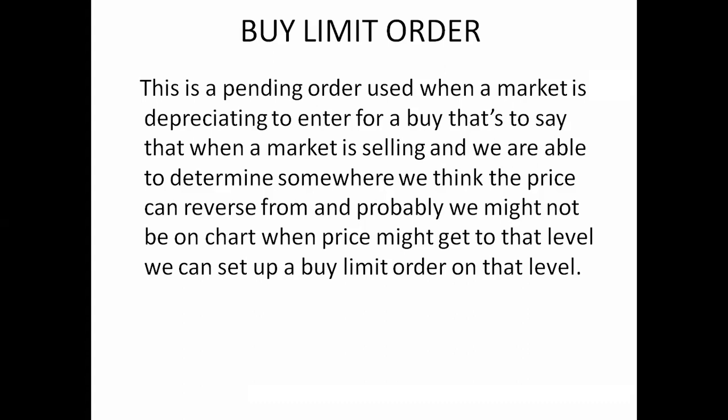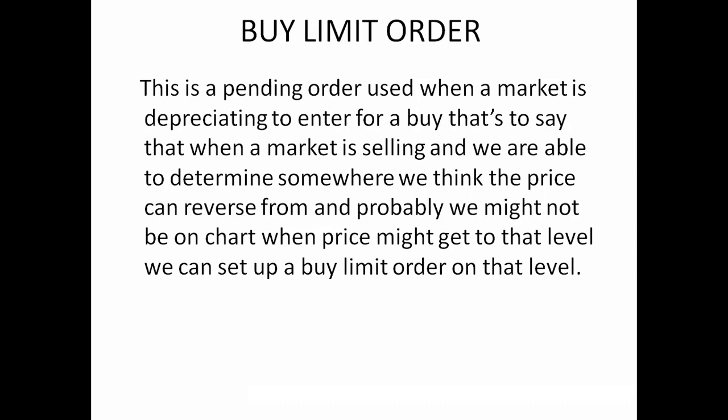You set up a buy limit order below the current market price in anticipation that when price gets to that level, there's going to be a reversal. So the price direction is going to change. You are trying to forecast where the possible direction of the market is going to change. You get that now? In a situation whereby the market is selling, that's what you use a buy limit order to do.